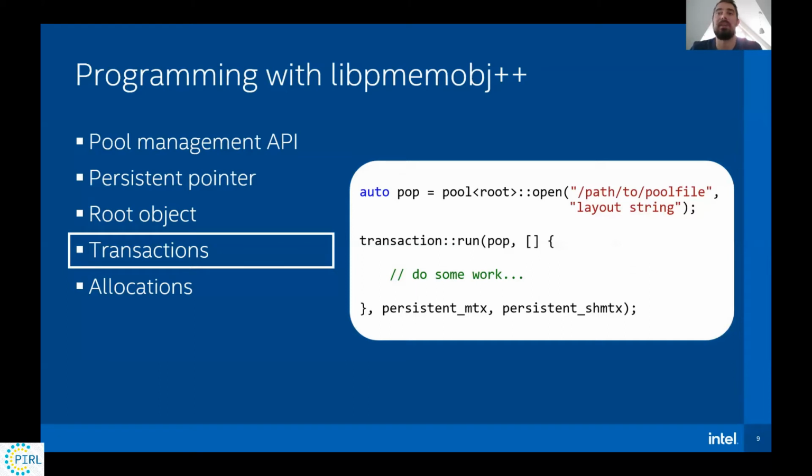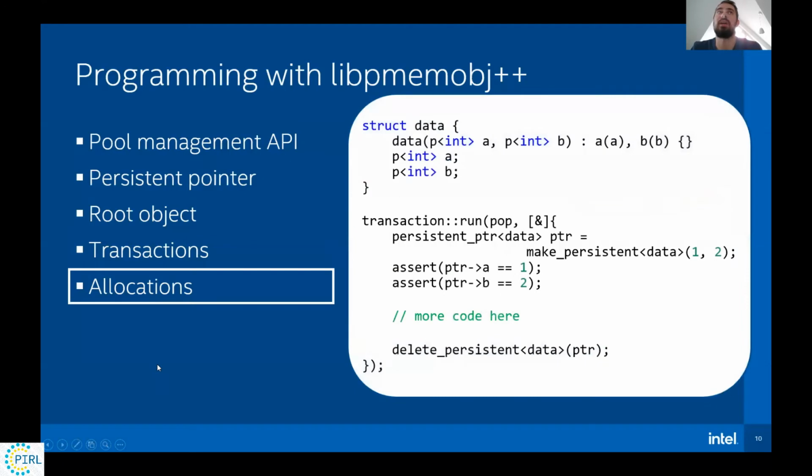This API is available with every C++11 compliant compiler. The transactions throw an exception when the transaction is aborted. They take an arbitrary number of locks and they can be nested. And in this case, when they are nested, the inner transaction is flattened to the outer one.